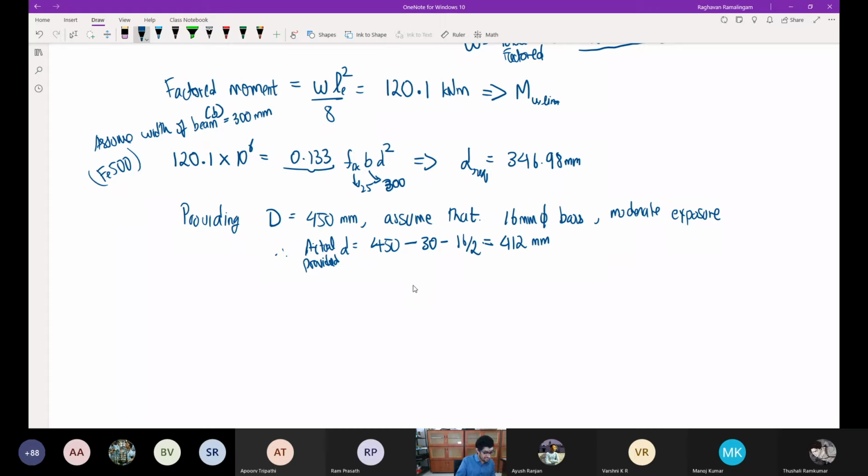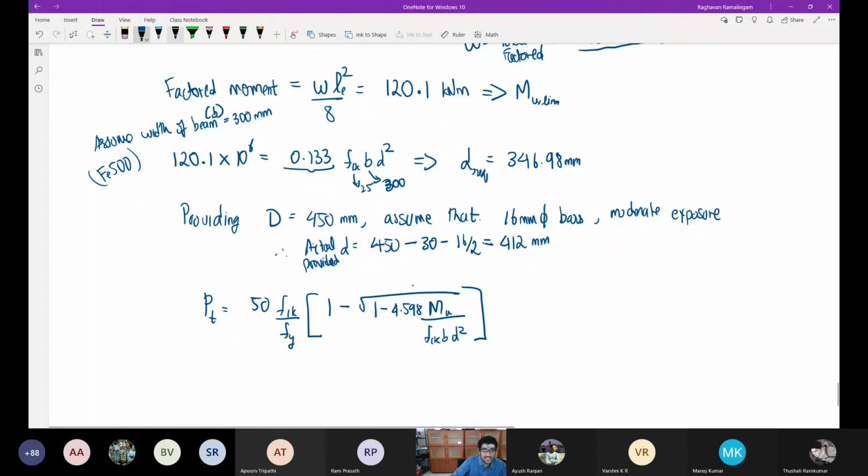Now, the next part is to find how much reinforcement we require. For that we have a formula; actually there are two formulas to use. Maybe at the end of this problem I'll tell you how this formula came. So Pt = 50 fck by fy into 1 minus root of 1 minus 4.598 Mu by fck b d square.